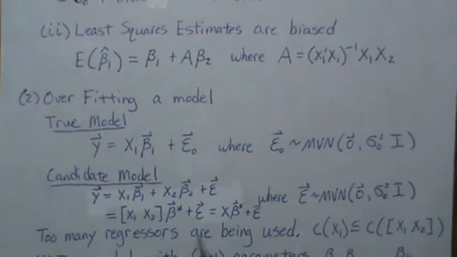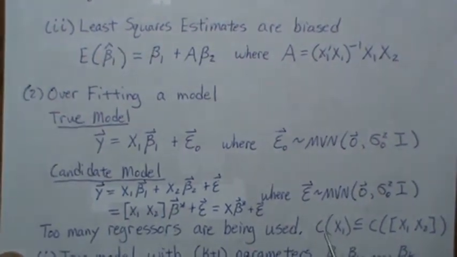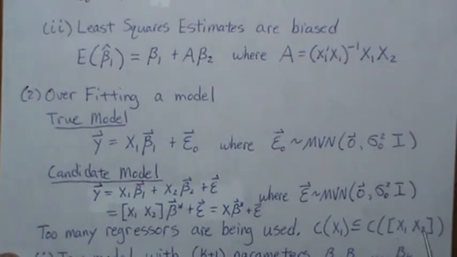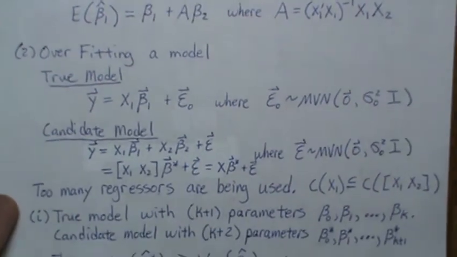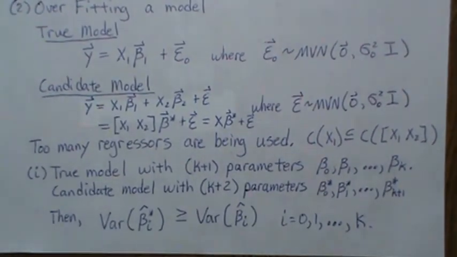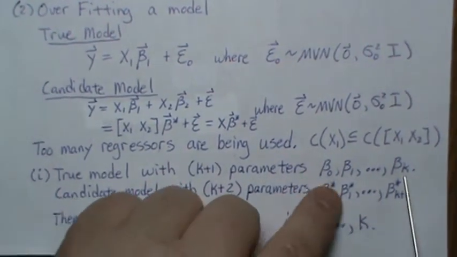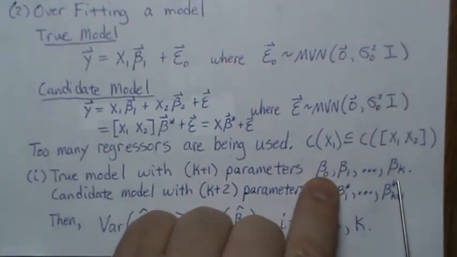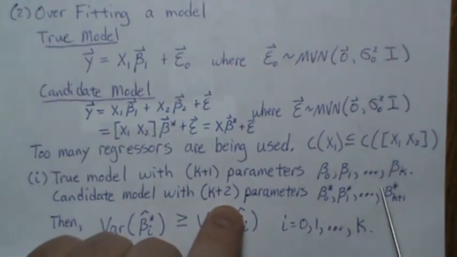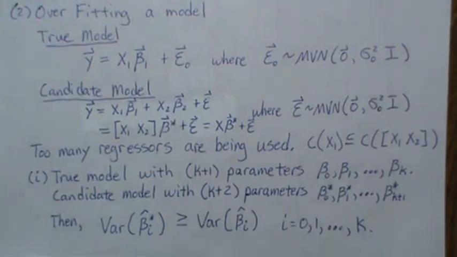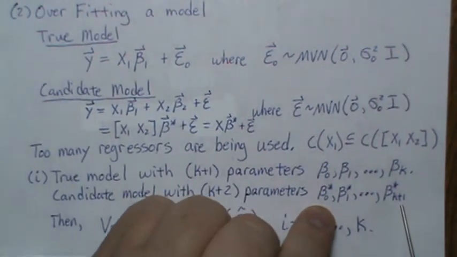So overfitting a model is, like I said, too many regressors are being used. So the column space of the true design matrix is a subset of the column space of our candidate model, or our candidate design matrix. And so two properties on overfitting are these. One is if the true model has k regressors, or k plus 1 beta parameters, and for the candidate model we just add one more regressor to the model and try to fit it. So we're overfitting the model, and then it has k plus 2 regression parameters.